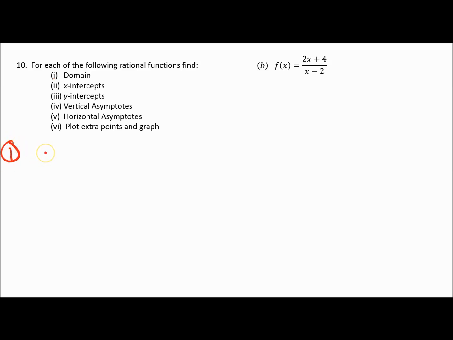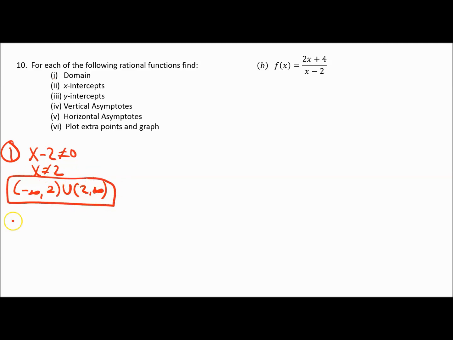So we set the denominator to not equal 0, because we do not want the denominator to be 0. That gives us an undefined, so x cannot be 2. Which means we're talking about all numbers between negative infinity and 2, union 2 to infinity. So your domain should always be in interval notation.